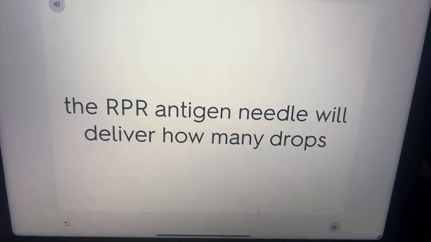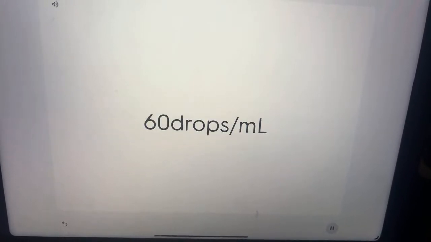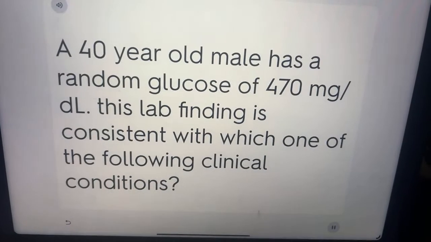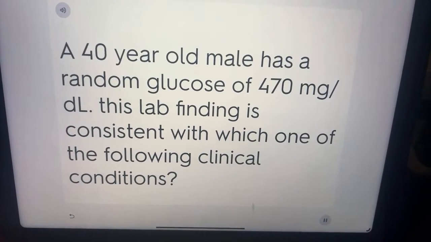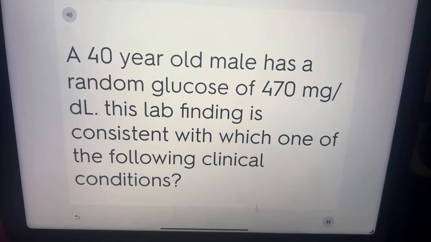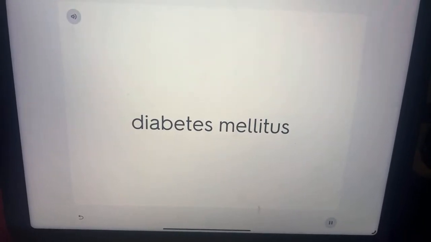The RPR antigen needle will deliver how many drops? 60 drops per ml. A 40-year-old male has a random glucose of 470 milligrams per deciliter. This lab finding is consistent with which one of the following clinical conditions? Diabetes mellitus.